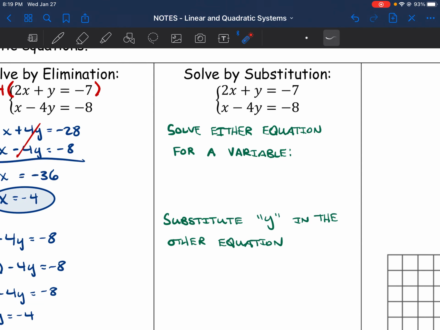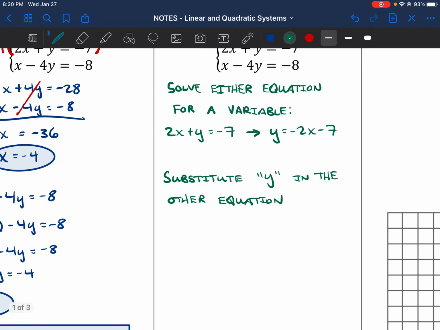But here's the idea for substitution. When solving a system by substitution, first you're going to look at either equation, and you're going to solve one of those two equations for a single variable. What I'm going to end up doing is I'm actually going to take the top equation, 2x plus y equals negative 7, and I'm going to solve it for y. So 2x plus y equals negative 7. If I solve it for y, that means I'd be subtracting 2x on both sides and getting y by itself. So I'd get y equals negative 2x minus 7.